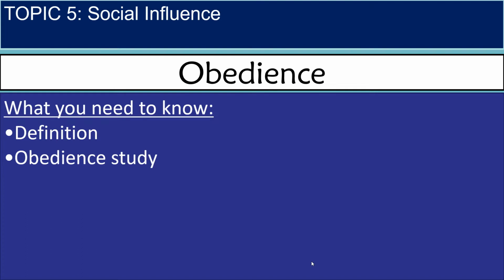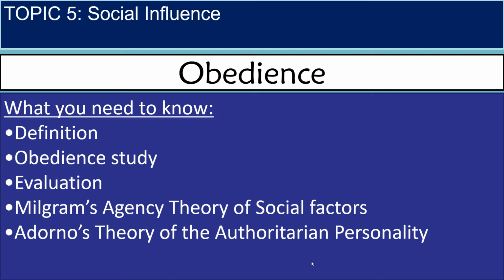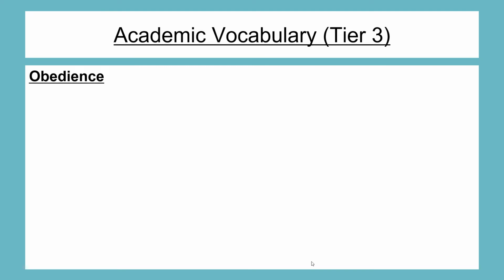We need an obedience study, the evaluation of that study, and we need to know Milgram's agency theory of social factors, and we need to know Adorno's theory of the authoritarian personality. It's quite a big topic, this one, so we'll do our best to condense it down into this roughly 10-minute video. We'll start with the definition of the word obedience.